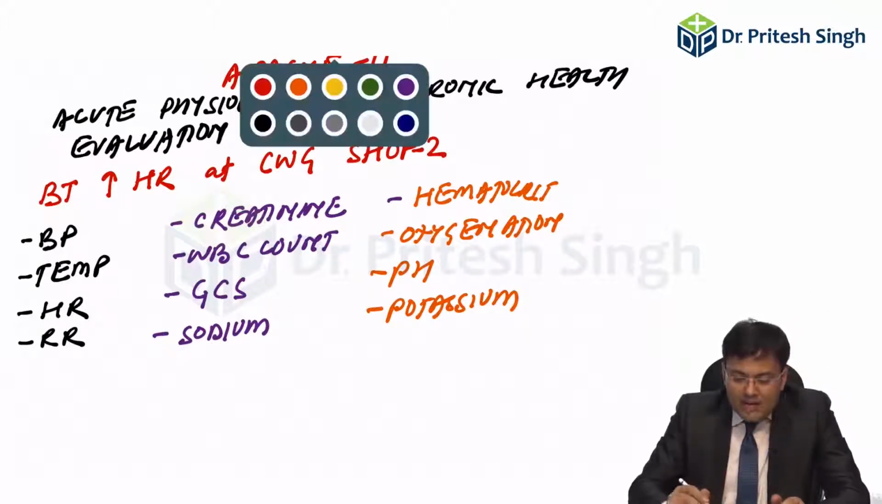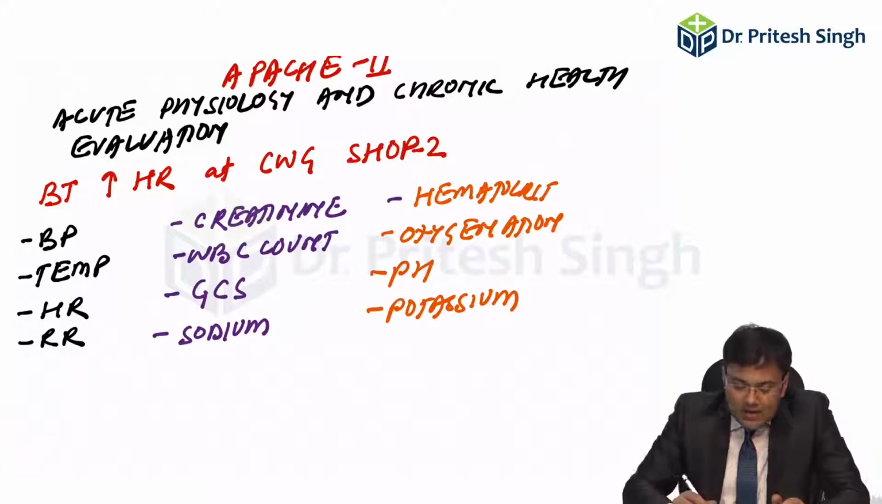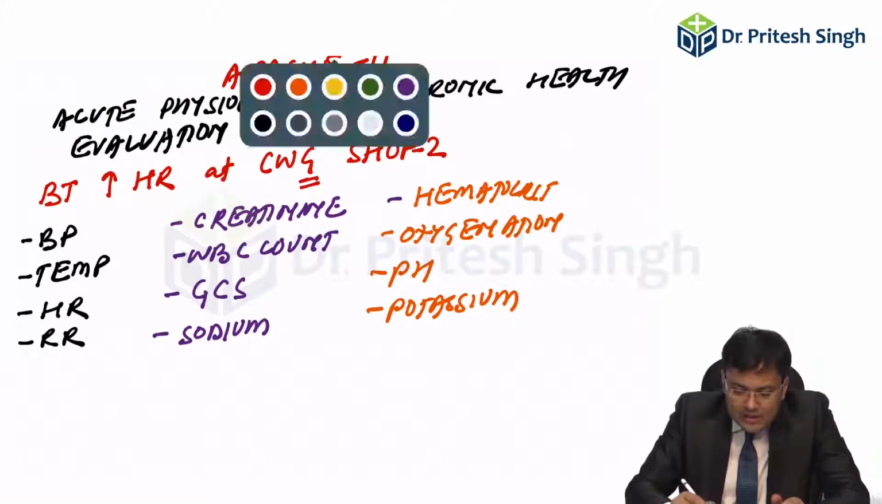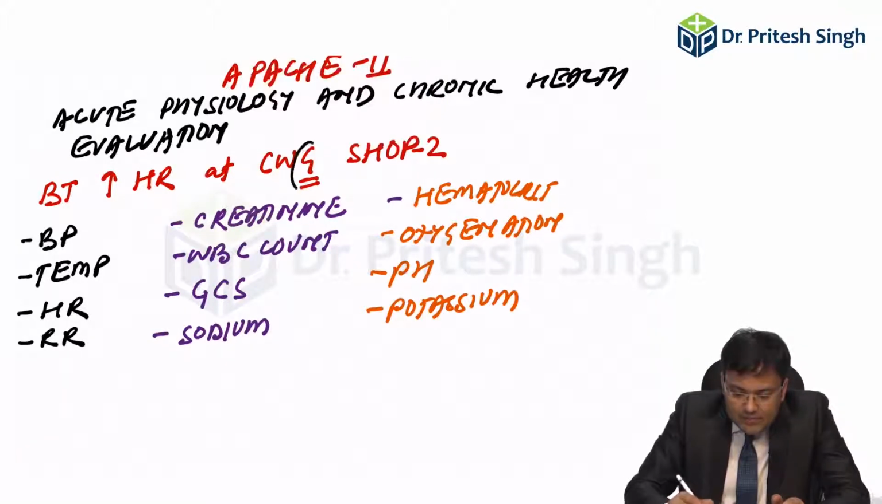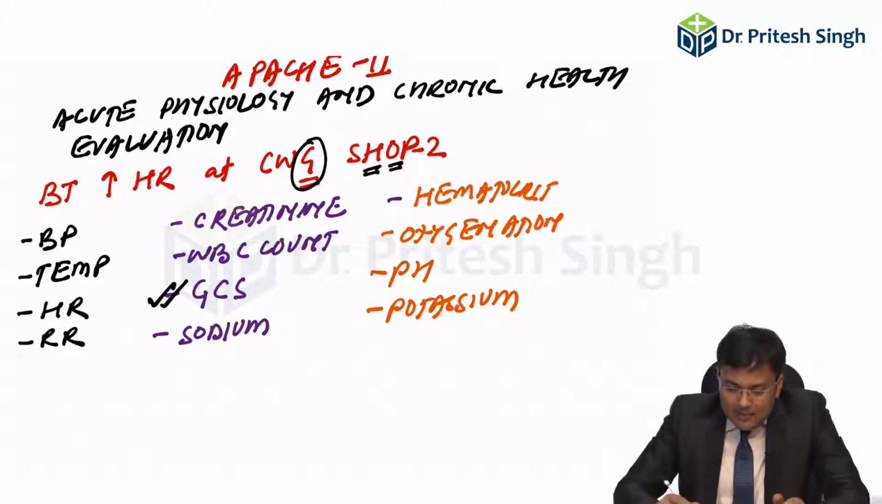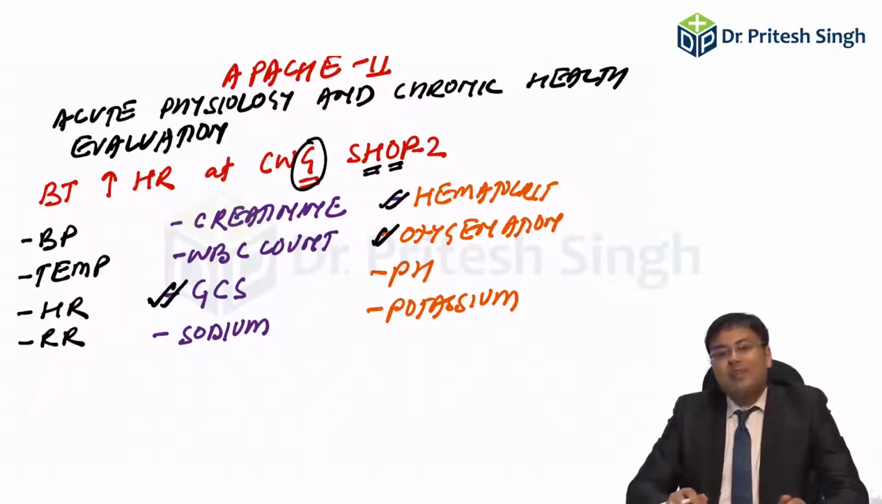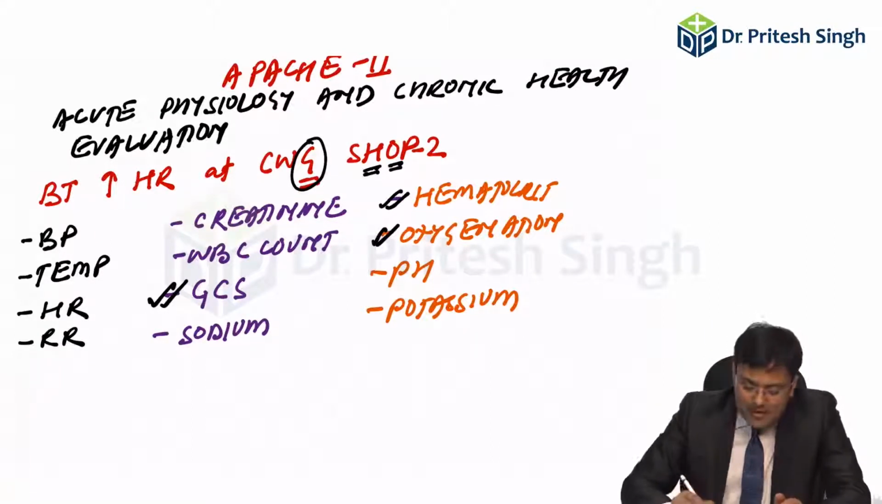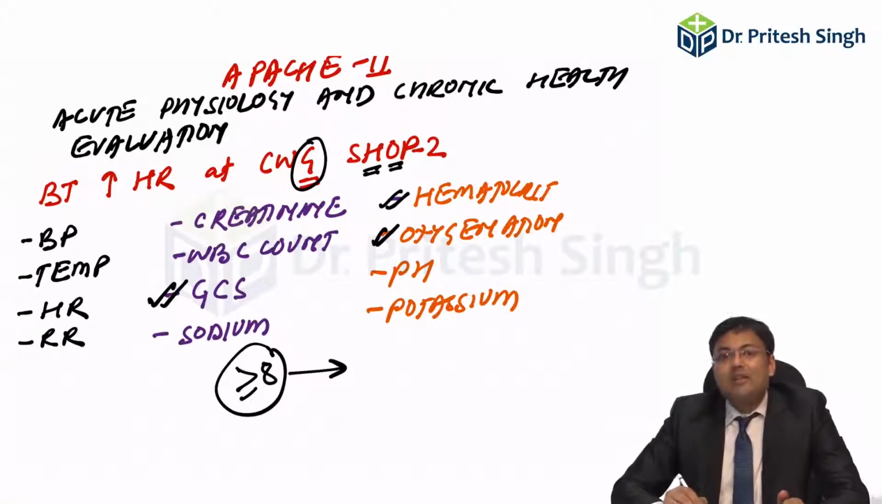In exam, we have some difficulty in remembering which of the following. You have difficulty in remembering what? This G. You will encircle this G and H and O. So Glasgow Coma Scale, hematocrit and oxygenation you may have some difficulty remembering. Rest you are going to remember easily. Out of 12, if more than or equal to 8 are present, patient is having severe acute pancreatitis.